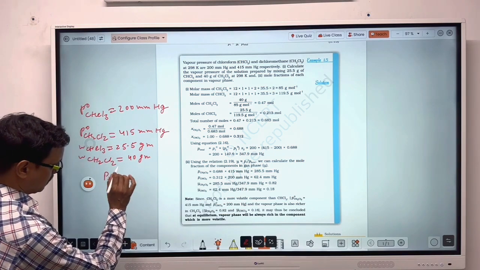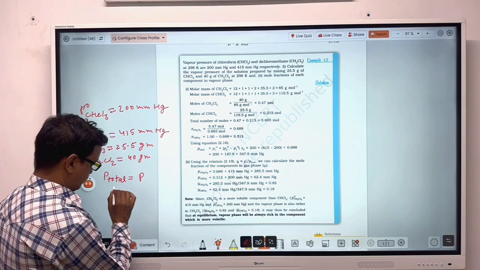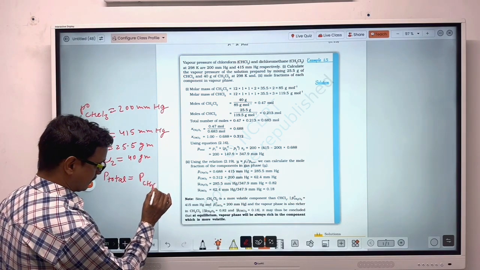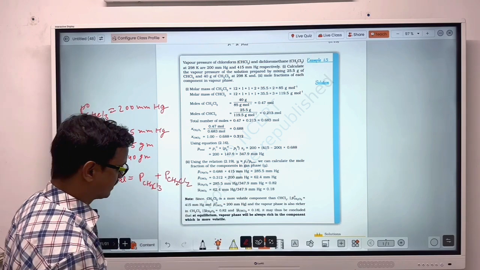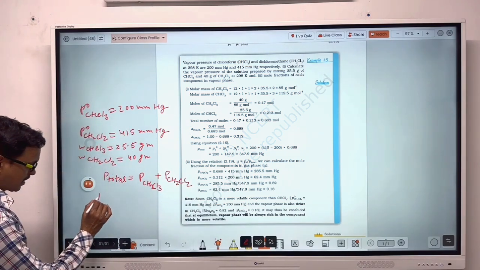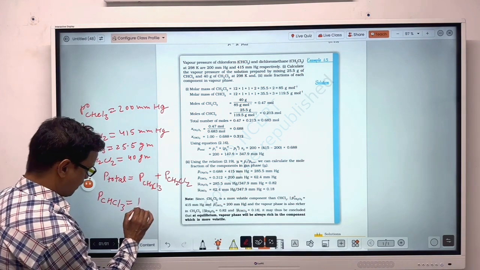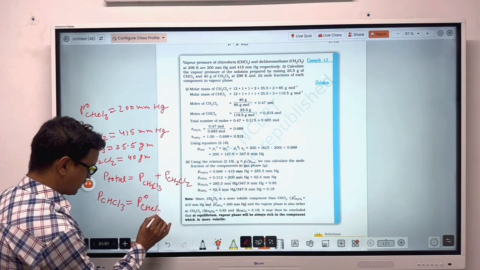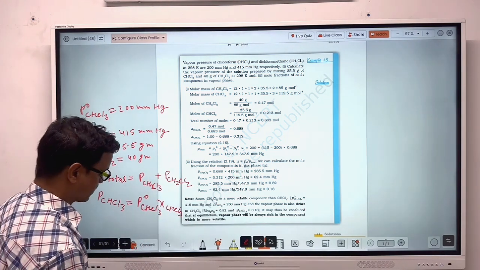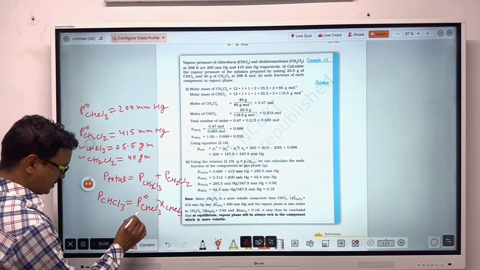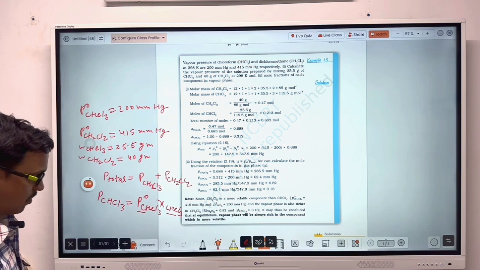P total will be how much? You know P total will be the partial vapor pressure of chloroform plus the partial vapor pressure of dichloromethane. How do we find the partial vapor pressure of chloroform? That is the vapor pressure of chloroform in the pure state times the mole fraction of chloroform inside the solution. Now this one is given, so how do we find the mole fraction of chloroform?